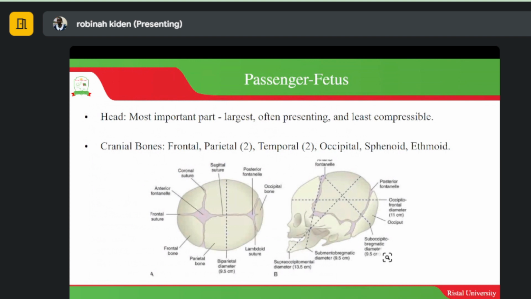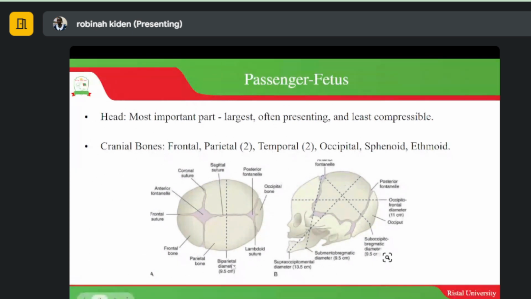So here the major determinant is the head, and when we are looking at this, the head is the largest part of the fetus. So during delivery, if the head passes through the cervix, then it means that the rest of the body will be able to pass through. So when a newborn is born, you can see that the head is looking bigger than the other parts of the body. So here we are looking at the diameters.